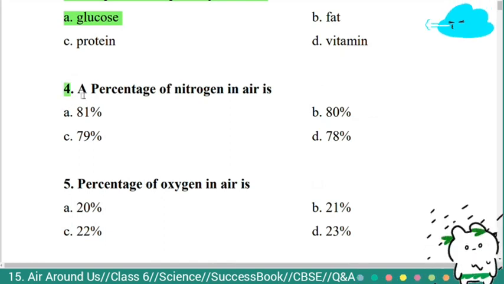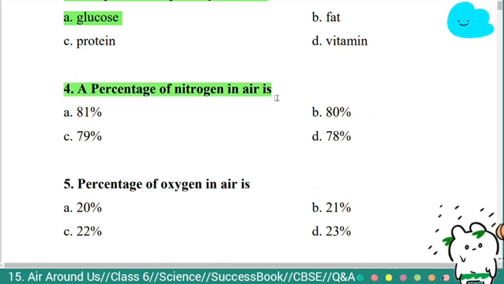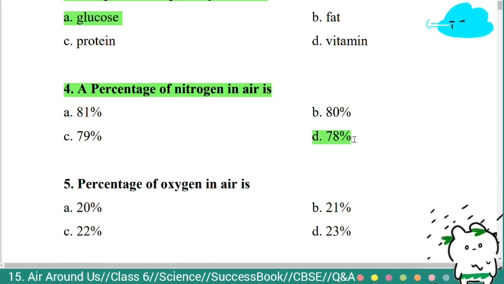Fourth question, the percentage of nitrogen in air is option A. 81%, B. 80%, C. 79%, D. 78%. Here the correct answer is option D, 78%. The percentage of nitrogen in air is 78%.